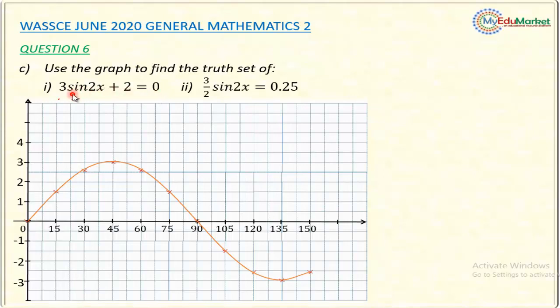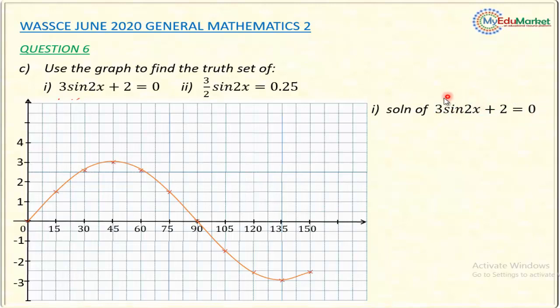So starting with the first one, 3 sin 2x plus 2 equals 0. 3 sin 2x plus 2, I beg your pardon, equals 0. So what we need to do, the left hand side is not exactly the graph that we have drawn, because there is addition of 2 here. So if I take this 2 to the right, it becomes minus.